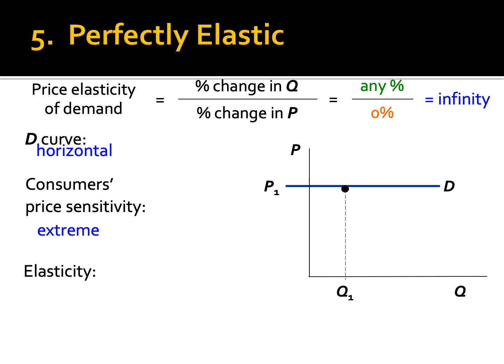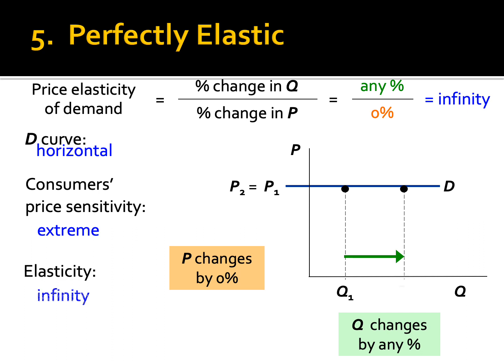Perfectly elastic. This is a situation where any percentage change in price causes an infinite percentage change in quantity demanded. So this is extreme price sensitivity. It's like saying if the price of a pencil went up by a penny, you wouldn't buy any pencils, right? This is an extreme situation. So the price changes by 0 and quantity can change by any amount.